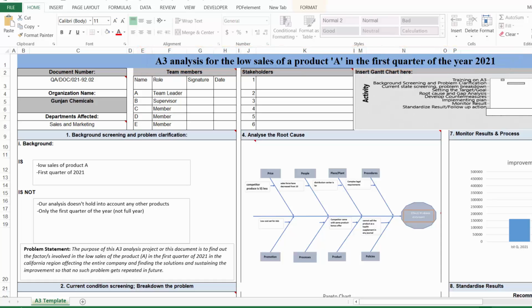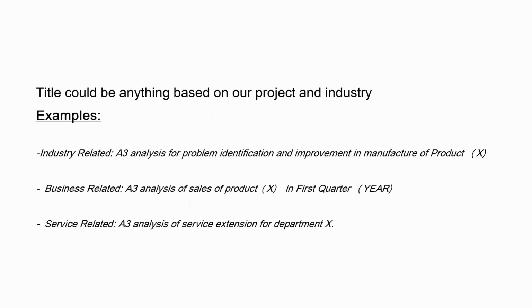Say it's the year 2021. We can even come up with our own title based on our industry. Let's come up with some examples of the title. If it's industry related, the title could be A3 analysis for the problem identification and improvement in the manufacture of some product. If it's business related, the title could be A3 analysis of sales of a certain product in the first quarter. If it's service related, A3 analysis of a service extension for department X. The title could be anything for which we are thinking of making any improvements.